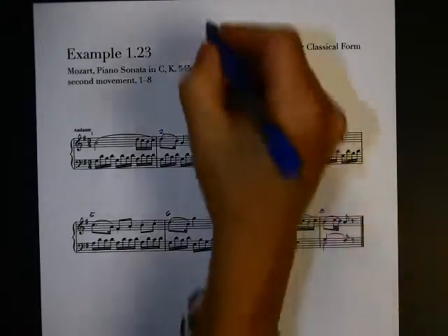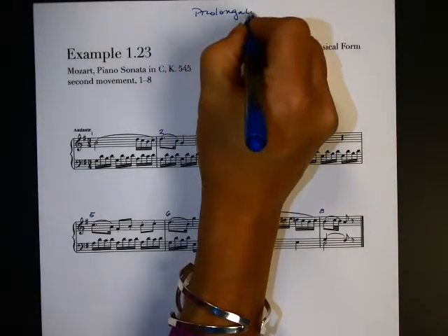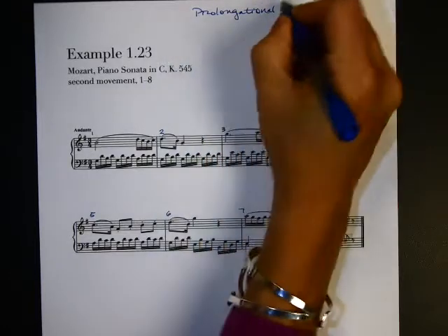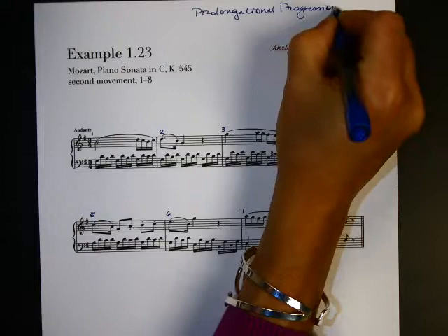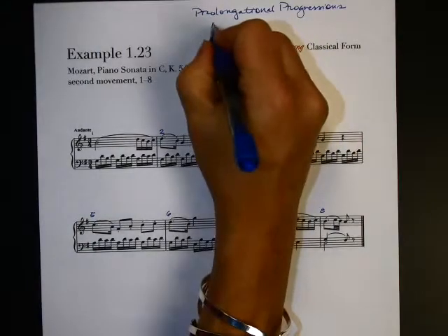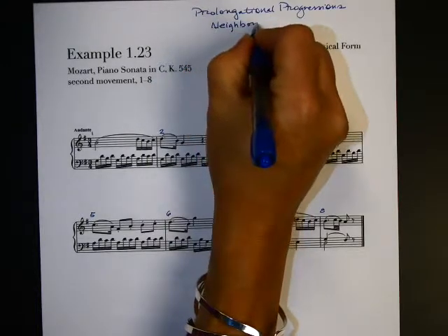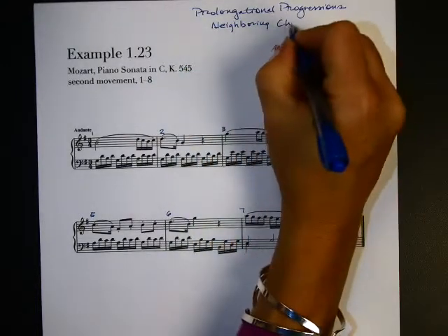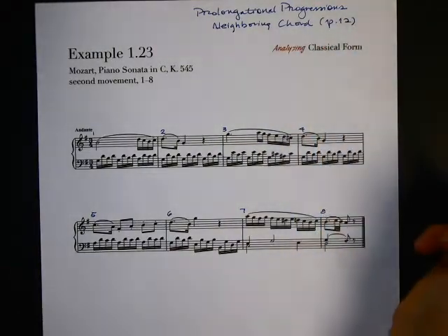There are 3 prolongational progressions that we will specifically find within this excerpt. One of them is the neighboring chord, and that's discussed on page 12 in the textbook.